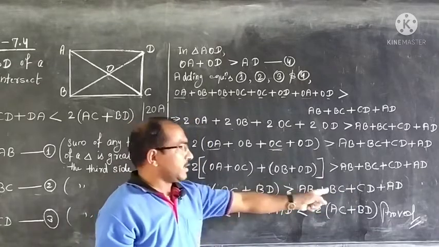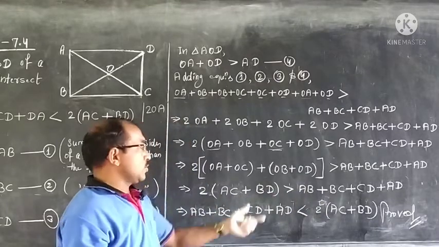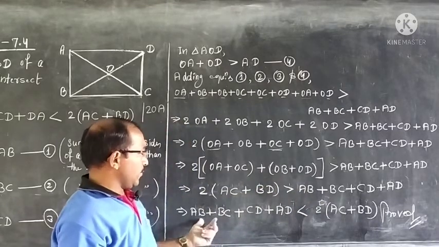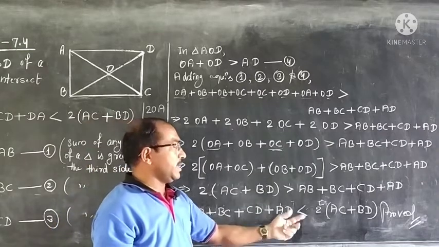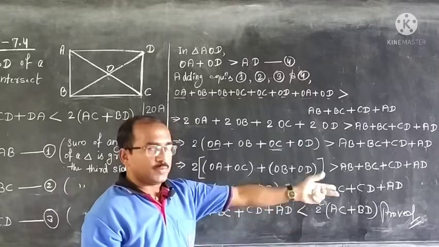So this is greater than that, or that is smaller than this, the meaning is the same. So we just reverse it. Therefore AB plus BC plus CD plus AD is smaller than 2 into the sum of the diagonals AC plus BD.